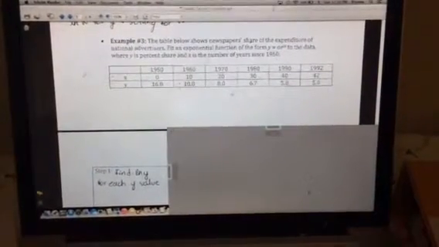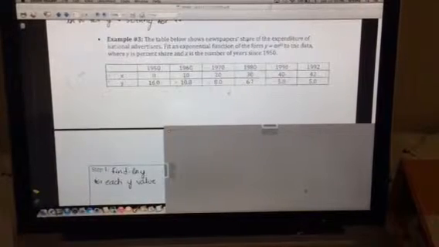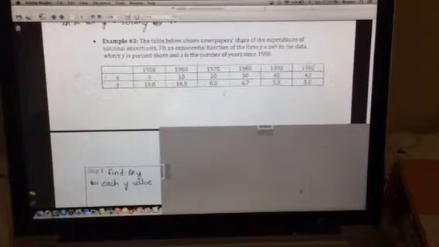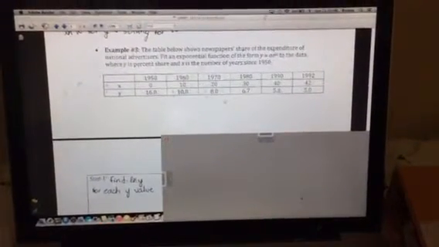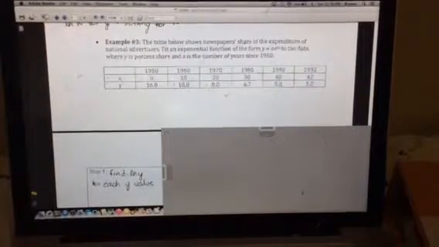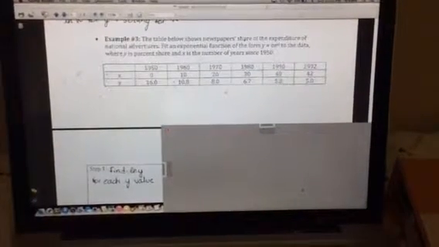This is Miss Glasgow. We are going to go over example number 3 from your guided notes. This is under the heading, Using Logs to Fit an Exponential Function to Data. And let's read the problem together. Okay, the table below shows newspaper share of the expenditure of national advertisers.